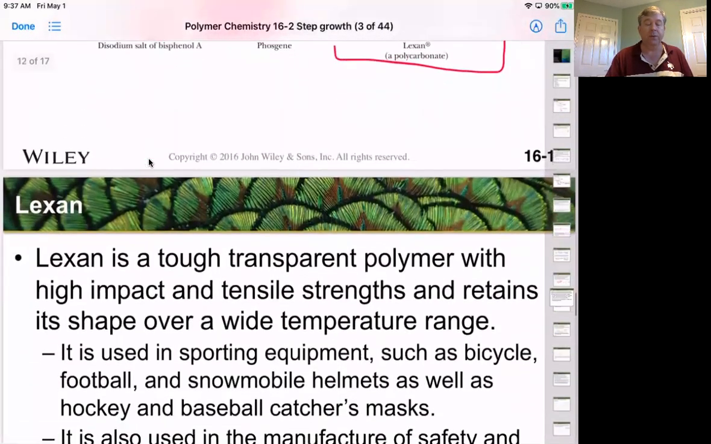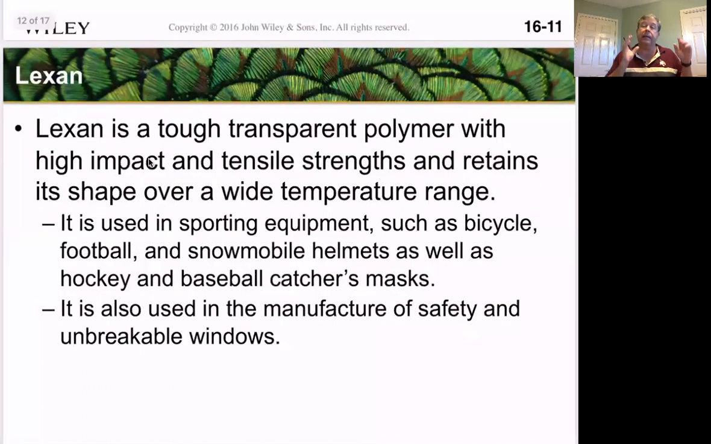Okay, so the great thing about Lexan is because it has that aromatic unit, and because it has a very small chain in between, that carbonate unit in between the two aromatic rings, it makes it a very tough material. It has a very high impact and tensile strength, which means it's tough when you hit it, but it's also tough when you pull on it.